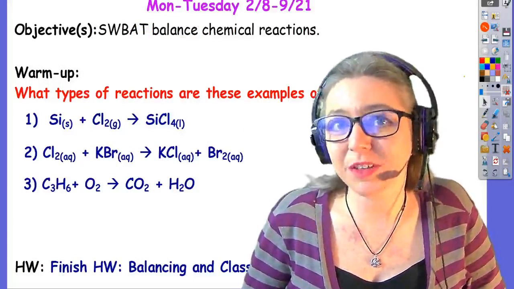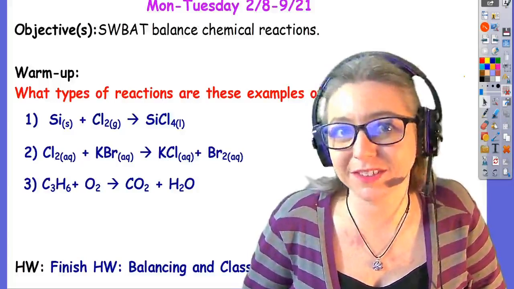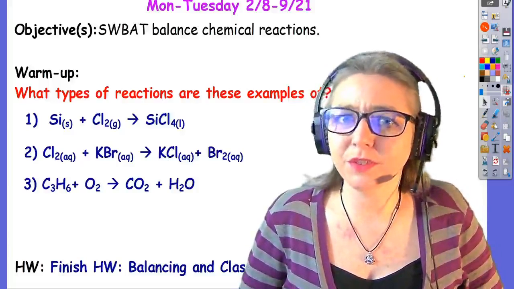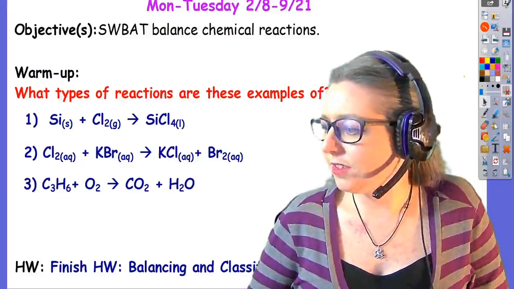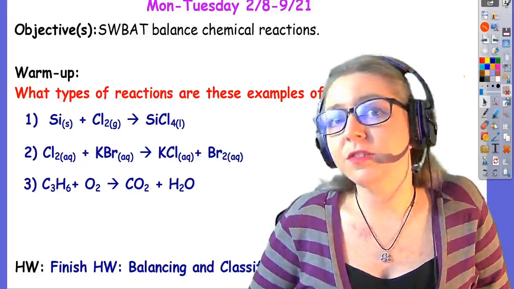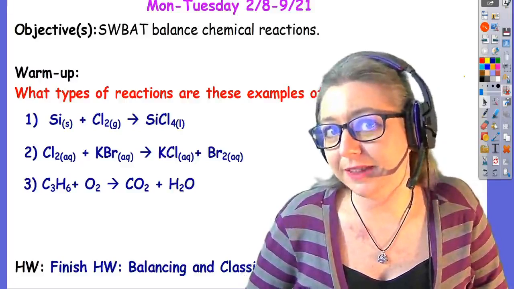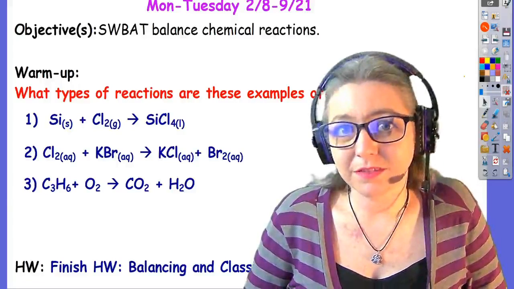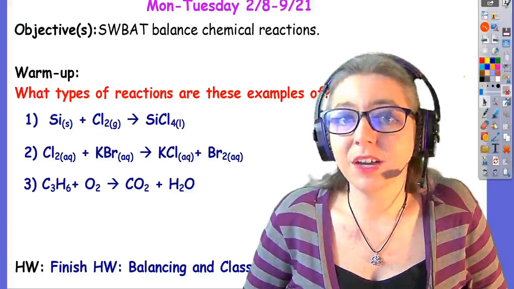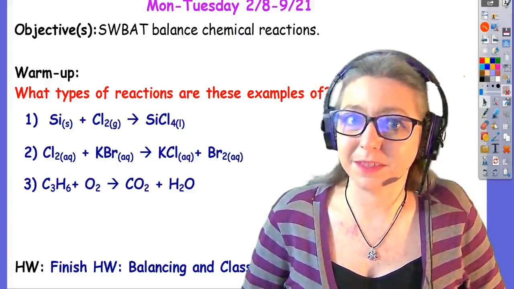In this lesson, we learned about balancing reactions. Before we got to those notes, we had the following warm-up. I gave you these three chemical equations and I asked you to categorize them using the 5 types of reactions we learned about last week. We learned about synthesis, decomposition, combustion, single replacement, and double replacement.